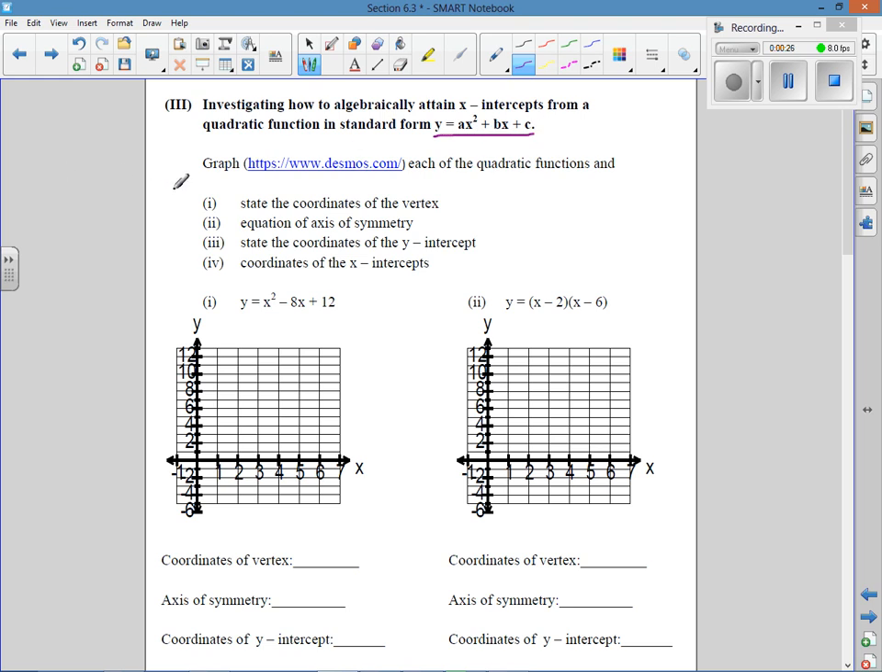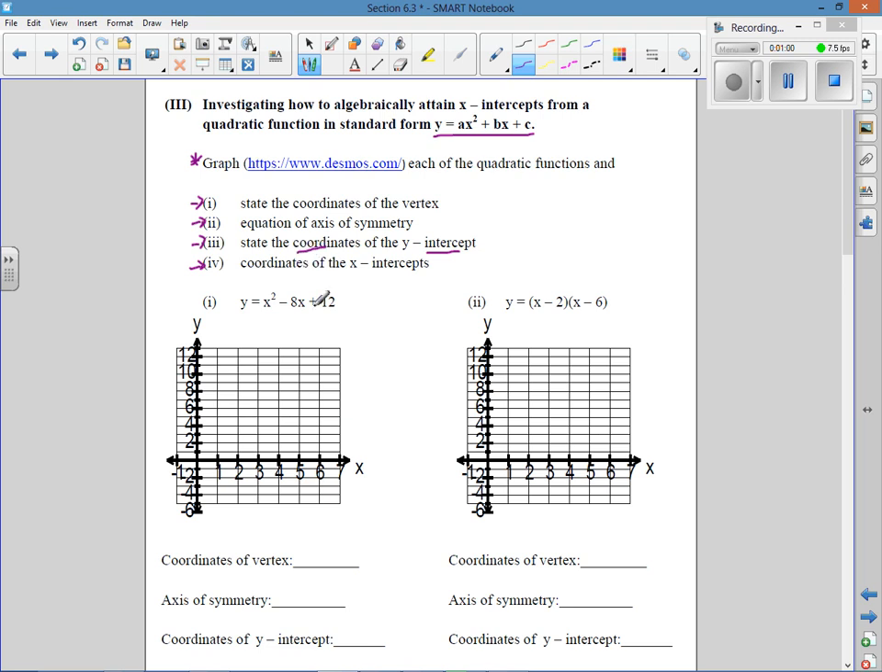So first, we'll use the aid of a graph, and then we'll move away from the graphs into how we do it without being shown a graph at all. So we'll go to the website I've mentioned before in this chapter, Desmos, and we'll graph each of the following quadratics. There are 4 we're going to graph. We have to state the coordinates of the vertex, the axis of symmetry, coordinates of the y-intercept, and coordinates of the x-intercept. Keep in mind we complete the coordinates of the y-intercept without even having the graph.